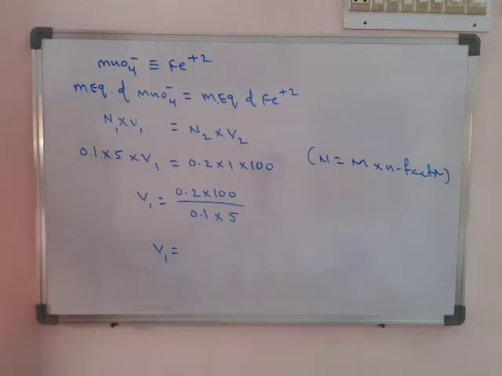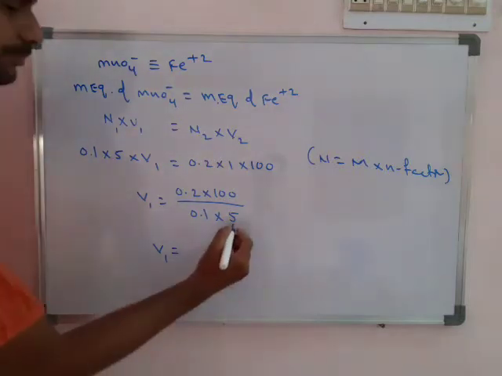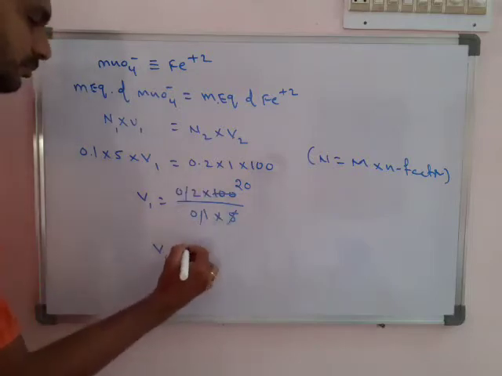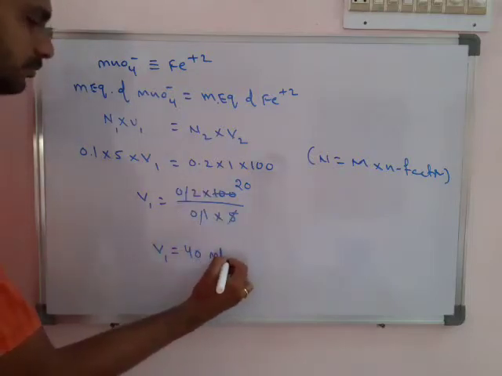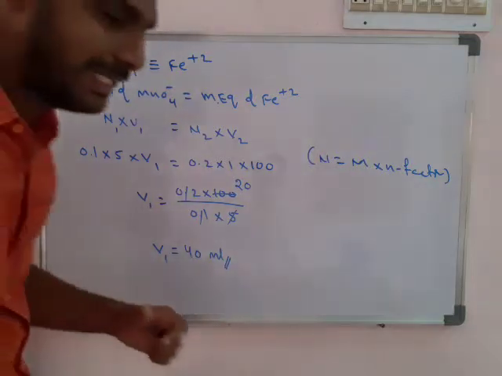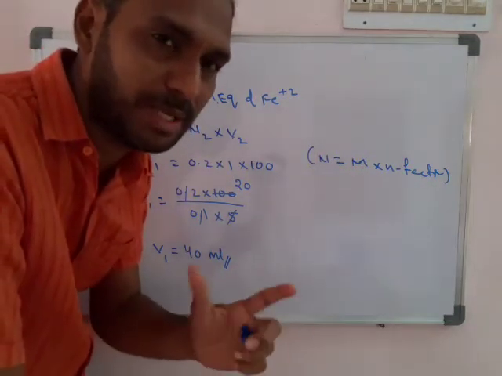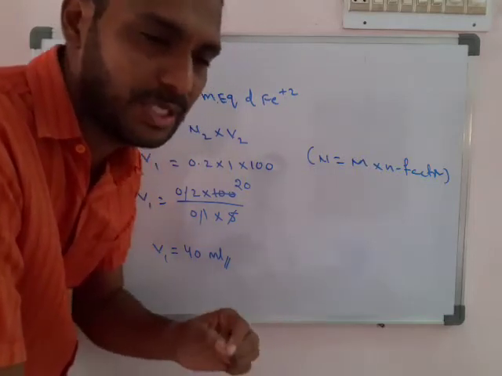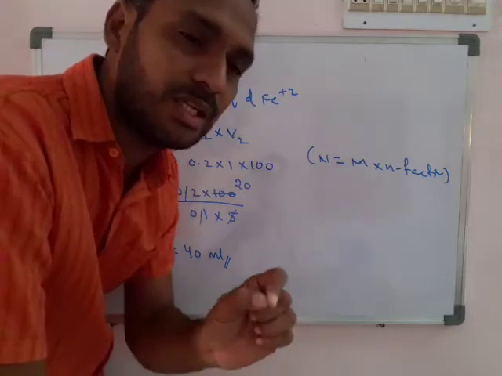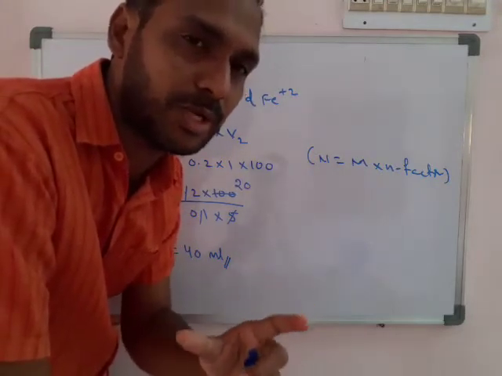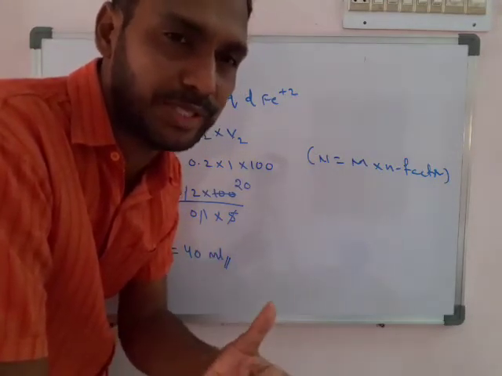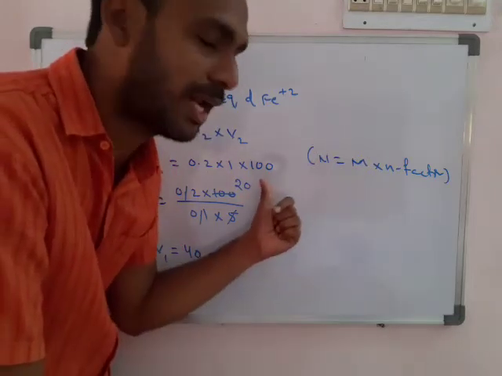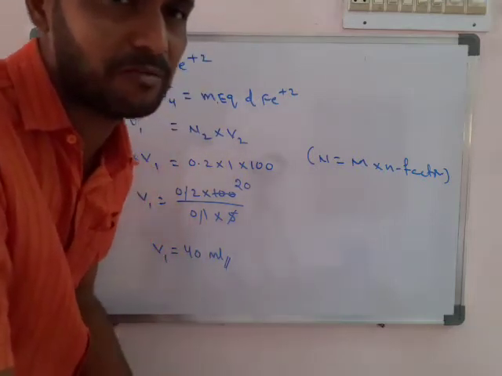The total we will get is 40. This means it needs 40 milliliter of potassium permanganate. So at last you can write a sentence, actually you have to write it compulsorily: it needs 40 milliliter of potassium permanganate to react, nothing but to oxidize the 100 milliliter of 0.1 M KMnO4 solution.